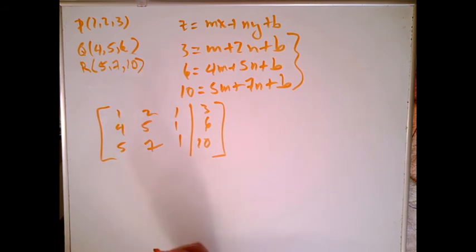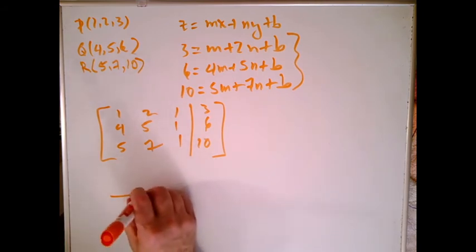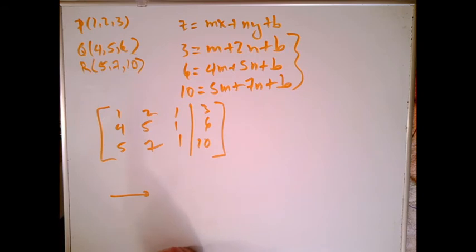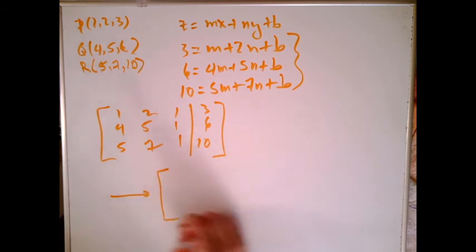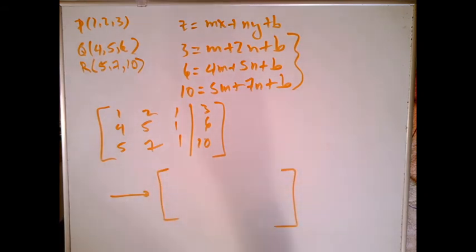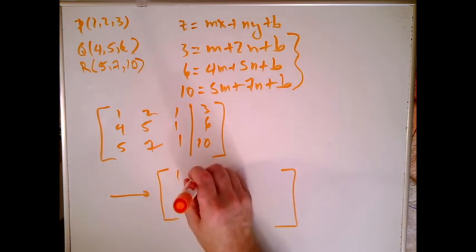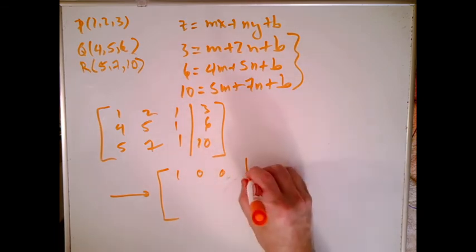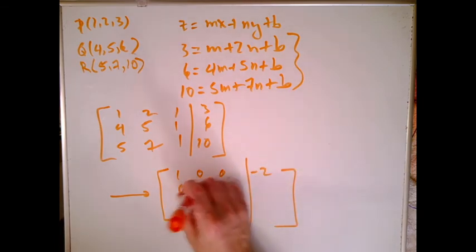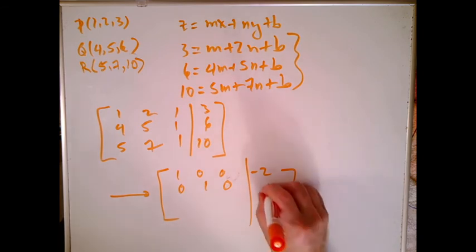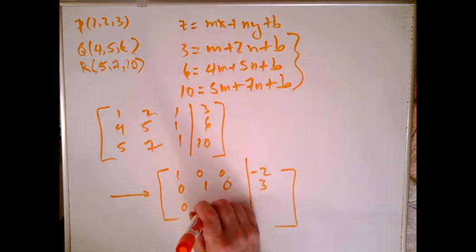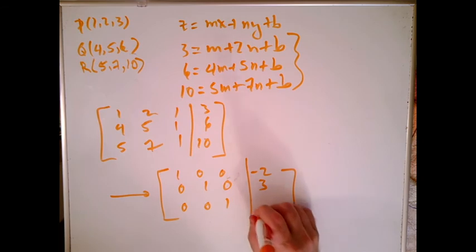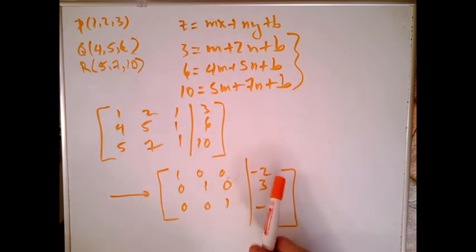And we want to put this in row reduced echelon form. I actually went to, I think, refcalculator.com, and I got the following. I got, I think, 1, 0, 0, negative 2, and 0, 1, 0, and 3, and 0, 0, 1, and negative 1. Remembering that minus 2 is m, 3 is n, and minus 1 is b.